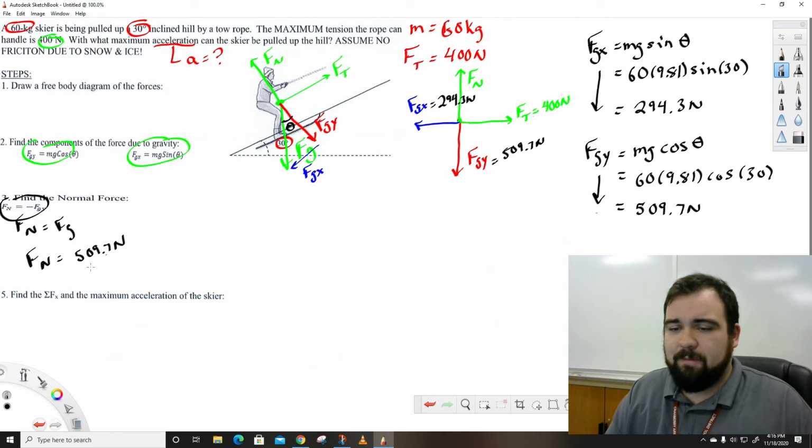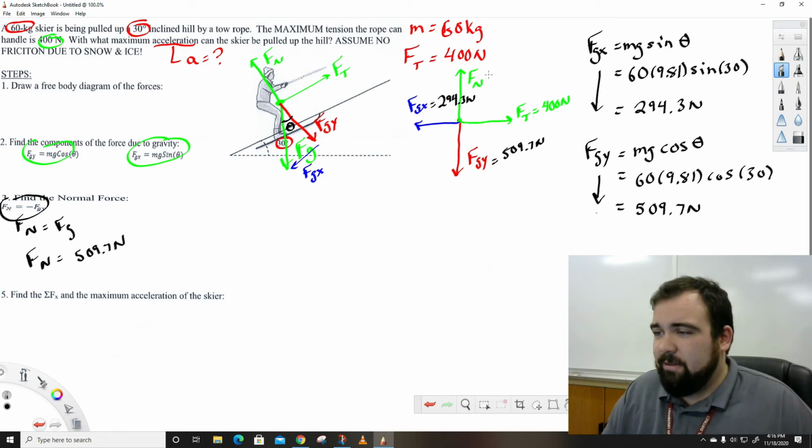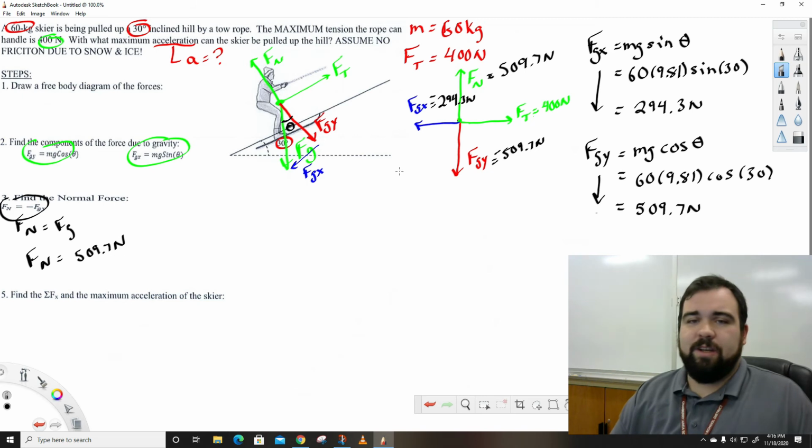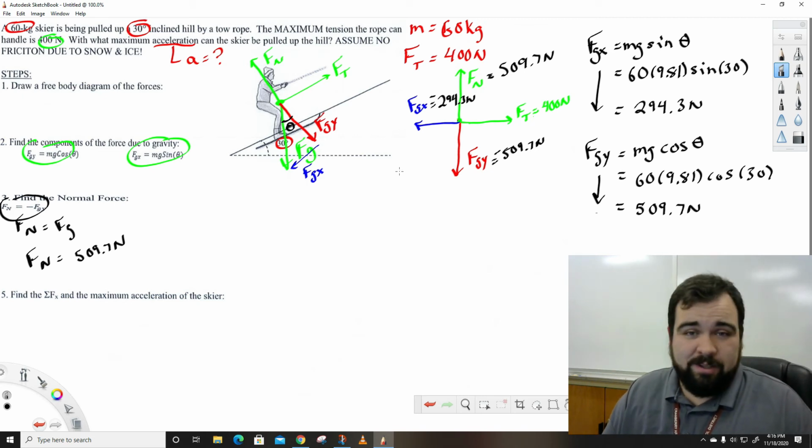509.7 newtons. Now here I have it written as, you notice the FGY is 509.7. And you would think that Fn then needs to be a negative 509.7 based on the equation that's there. Now recall that the FGY and the FGX are both acting in the negative directions in this sense. The negative x direction for FGX and the negative y direction for FGY. So that's why that FGY should really be a negative 509.7 and the FGX will be a negative 294.3.